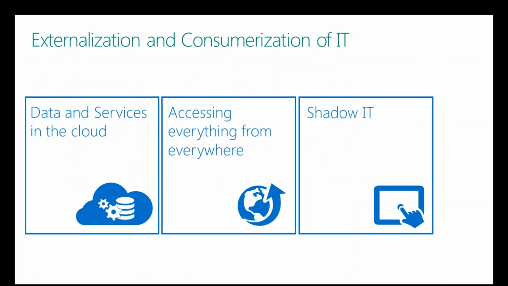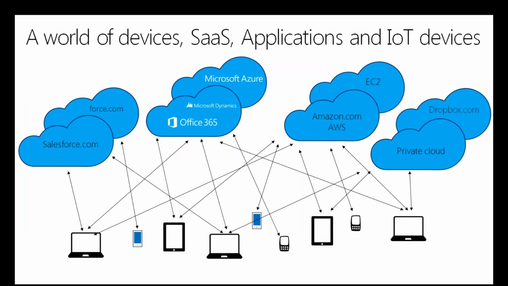So what's happened in the IT space is there's a lot of externalization and consumerization of IT, which means that your data and services are in the cloud now. Everyone is accessing everything from everywhere. And we have shadow IT in terms of mobile and BYOD devices, resulting in a world of devices, software services, applications, and IoT devices. So we have data going from different devices to the cloud and back again, communicating to the different devices.